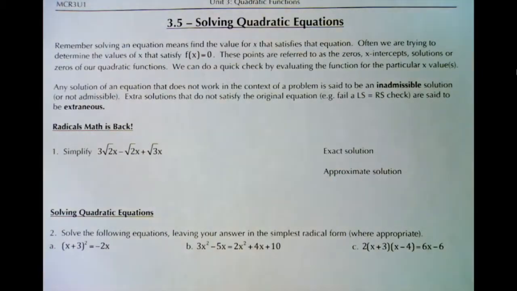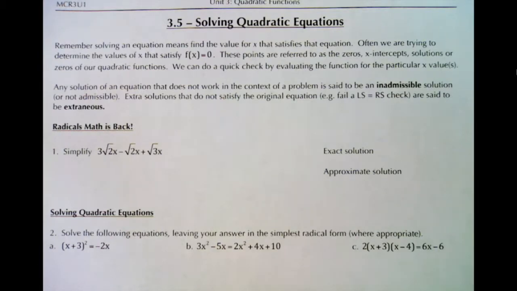In addition, any solution that you get that doesn't work in the context of a word problem, you can say is inadmissible. Say for instance we were solving for time, and the variable in the function was a time, and we got two answers. One was -1 and one was 4. We would ignore the -1 in terms of time because time only travels in the positive direction, and that -1 time is inadmissible, which means that it just doesn't work in the context of the question.